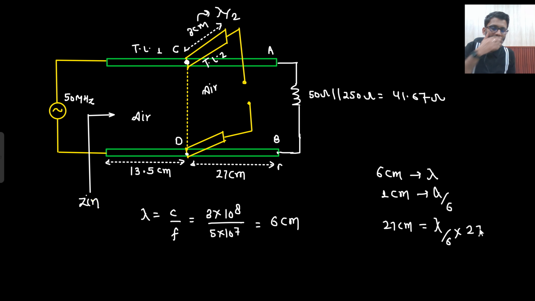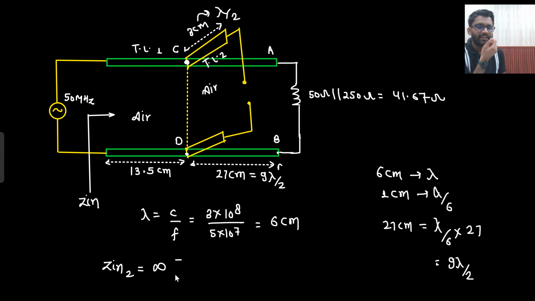So what you are getting? 9 lambda by 2. If you solve it, what you are getting? 9 lambda by 2. So this is a multiple of lambda by 2. Are you getting this point? This length is 9 lambda by 2, and any multiple of lambda by 2, and this length is lambda by 2. So what will be the equivalent across CD you will get? What do you think? This is lambda by 2, so again the same thing will be copied, but that means open circuited. If I say what will be your Z in 2, Z in 2 will be infinity only, because the length is lambda by 2.